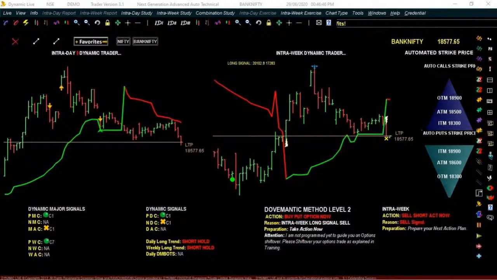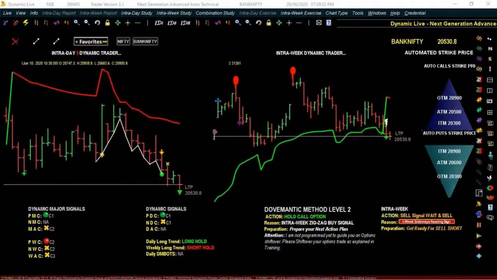And similarly, when the price is decreasing, and if this dynamic live feels that no, this is not a good point to sell, looks like this is a trap, the price may reverse all of a sudden. In that case, the action will automatically tell you sell signal, wait and sell. It means sell signal has come, but please wait, don't sell this.